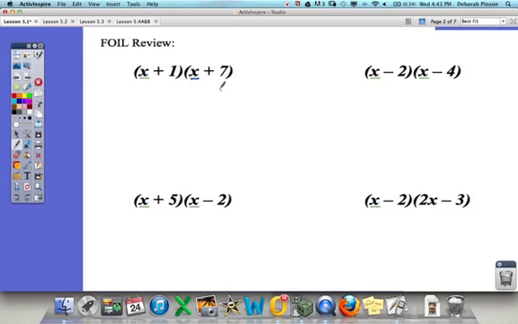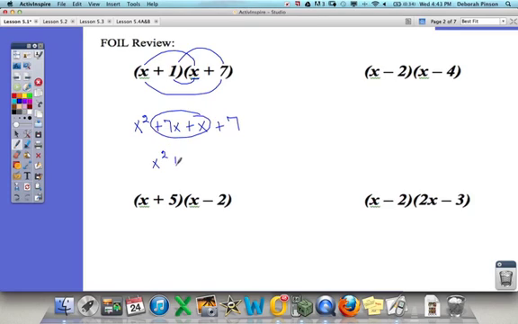So let's go through and multiply here. So we will have first, x times x is x squared, outside, inside, 1x, I can just write it as x, and last. Now this is my answer. You'll probably be able to simplify, so I'm going to combine those like terms and get 8x. Alright, so FOIL, get good at it because it's going to be there for a long time.